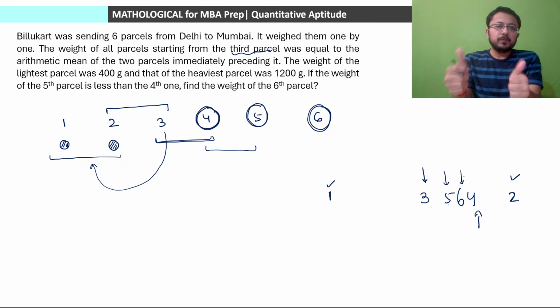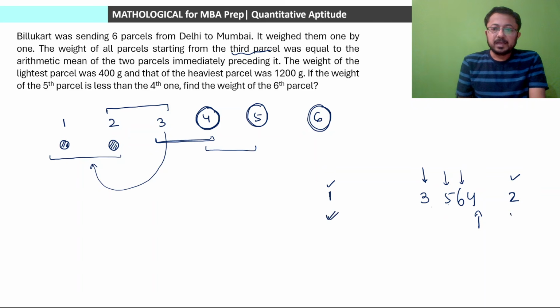So 1 and 2 will be the extreme values. ये बातें हम समझ क्यों रहे हैं? क्योंकि हमें दो ही वैल्यूज गिवन हैं. One value is that of the lightest parcel, one is that of the heaviest parcel. So clearly, parcel number 1 and parcel number 2 must be the lightest and heaviest parcel.